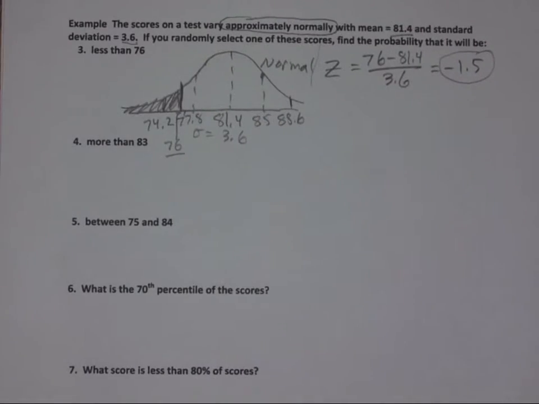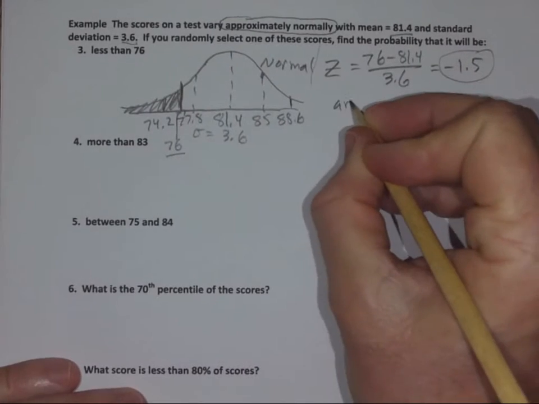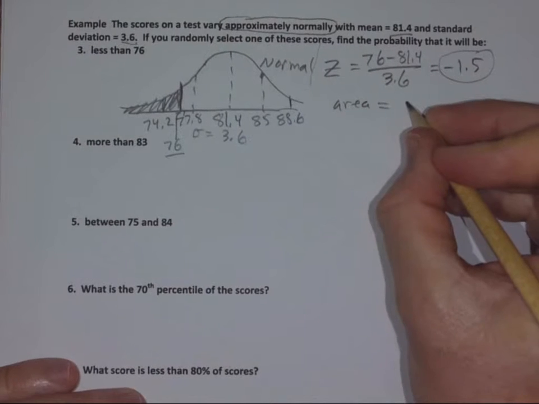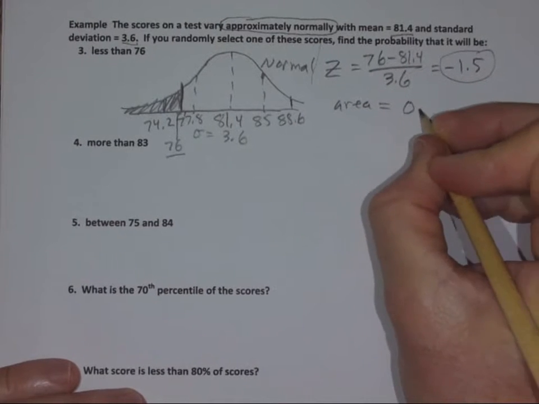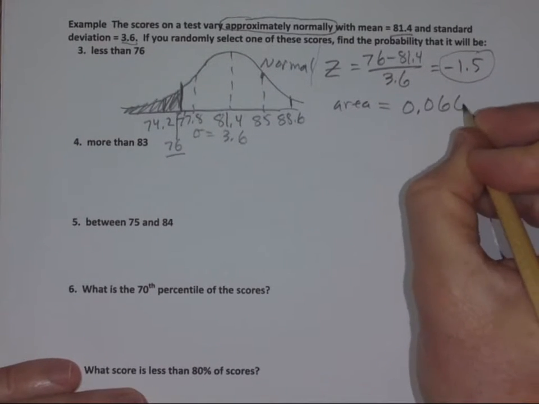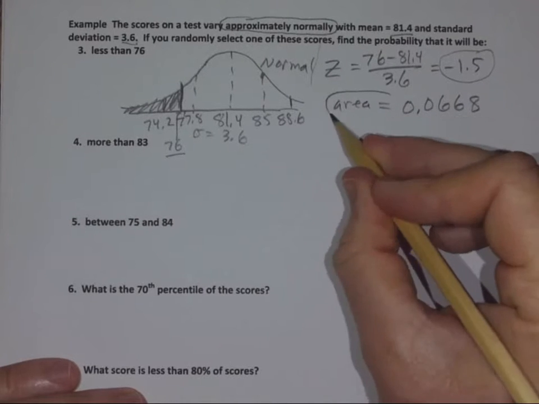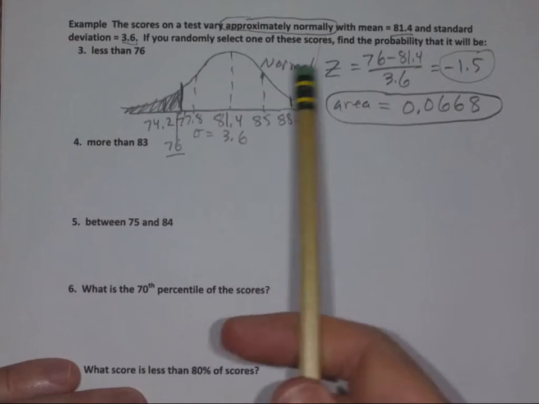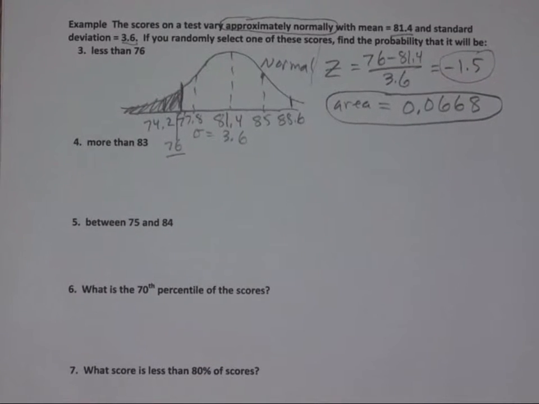And so that is it. My area is equal to 0.0668, and that is my answer. And I've drawn the curve and I've shown the z-score, and that's showing my work. And so that problem is sort of the heart of the problem in this chapter. Now, let me show you how to use your calculator to do that, which is probably what you're going to do most of the time.